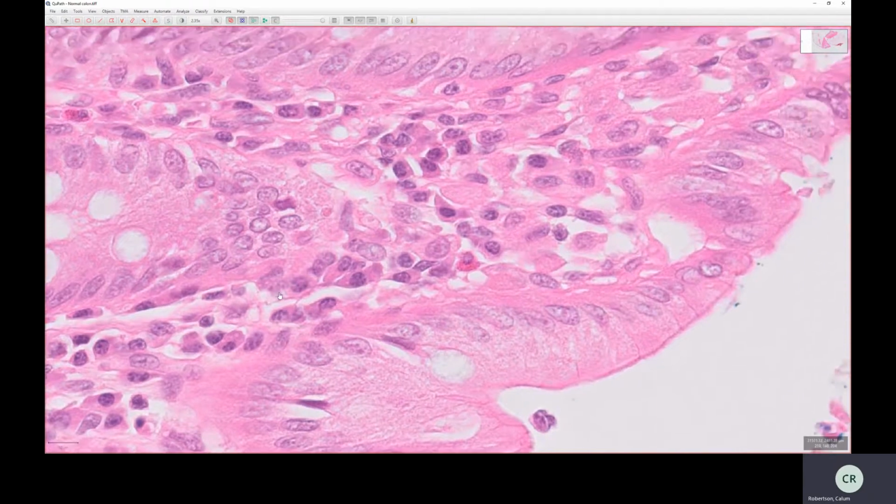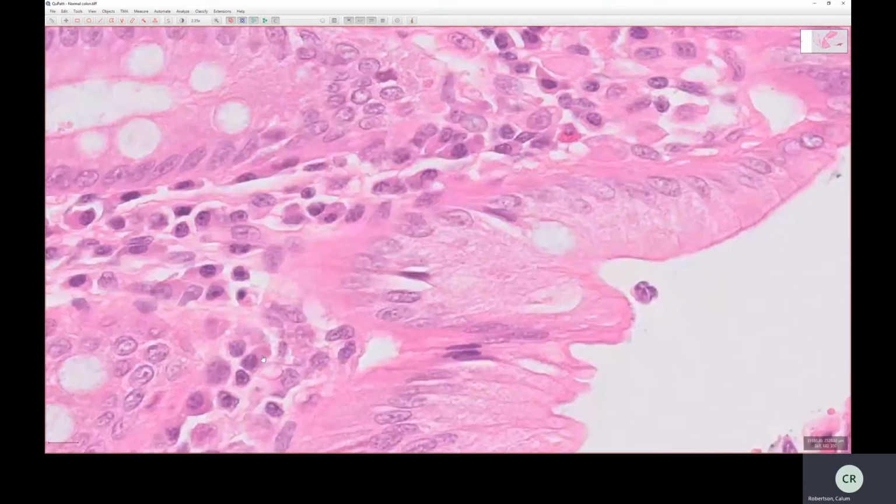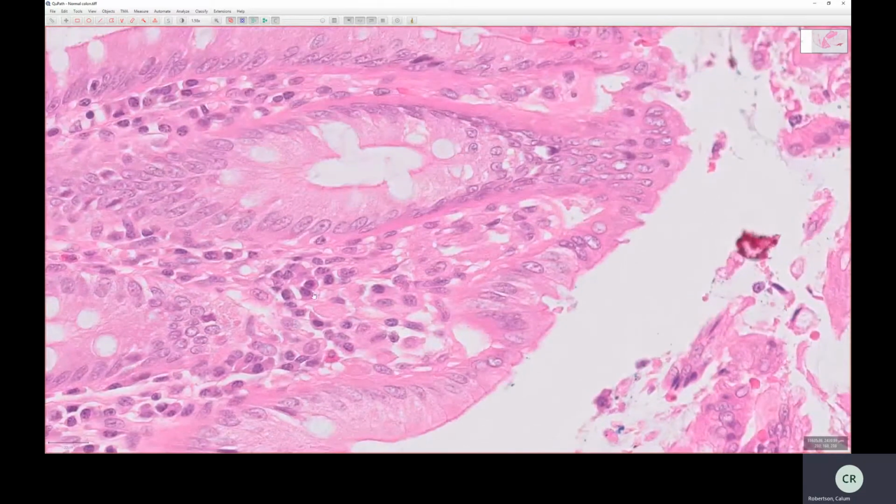So when you see cells with clock face chromatin within the nucleus that's off to one side, the cytoplasm off to the other side, and often we'll see a perinuclear hof, where just beside the nucleus there'll be a kind of lighter pink area called a perinuclear hof. That's a plasma cell. So that's a plasma cell, that's a plasma cell, that's a plasma cell, and so on. And these are all plasma cells.